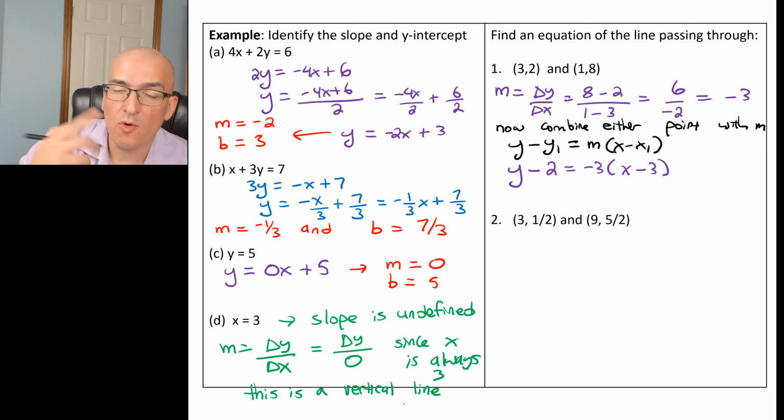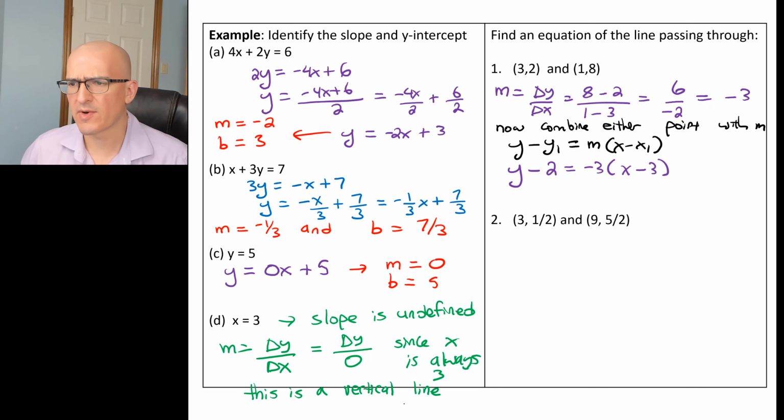And then you can confirm that both of those points are on that line by plugging the x value in and making sure you get the y value out. I'm not going to do that, I'm just going to say it's probably right.